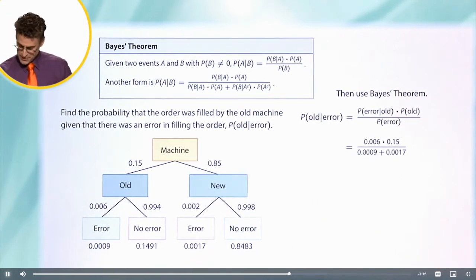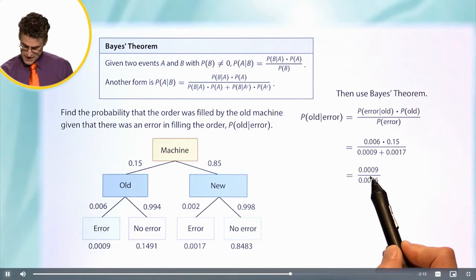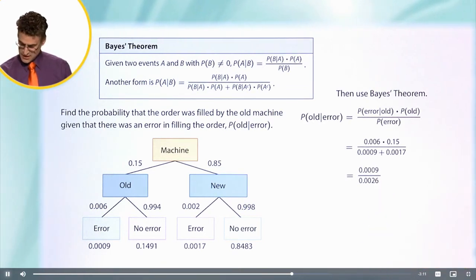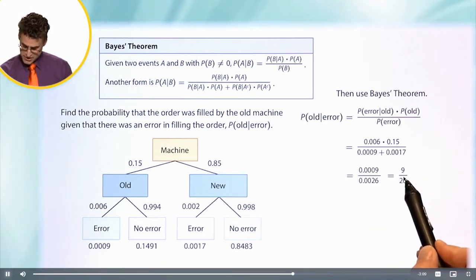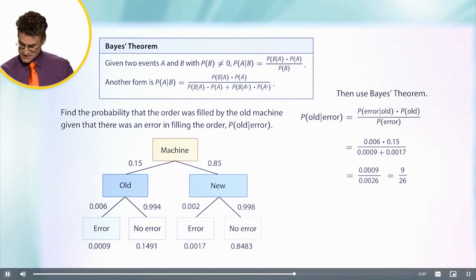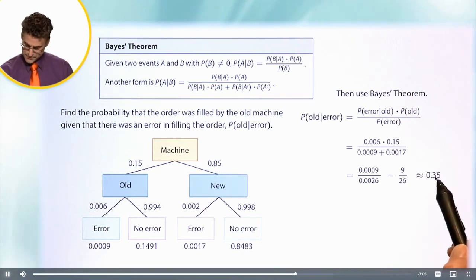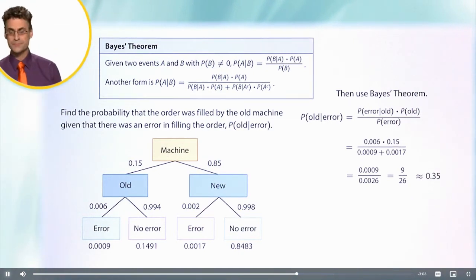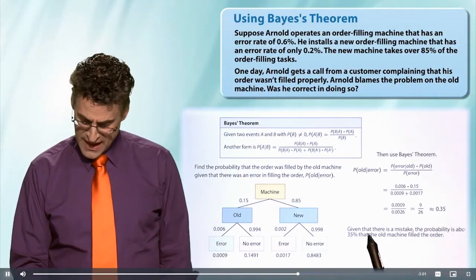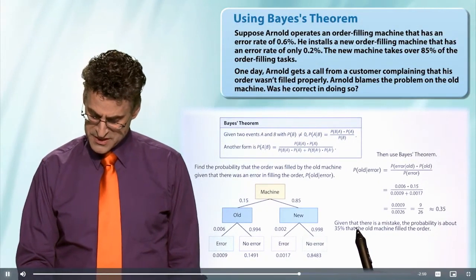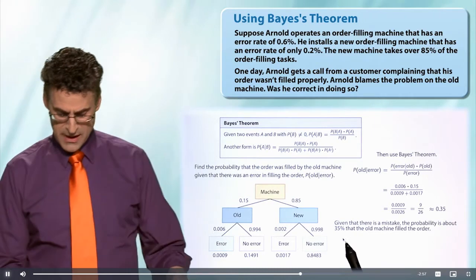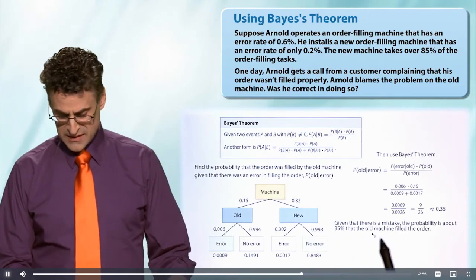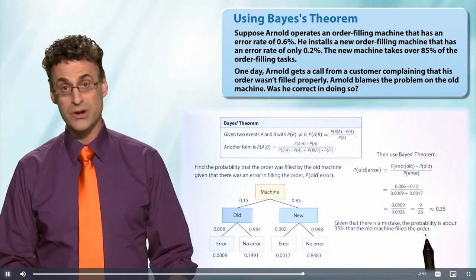And if I add all those up and simplify, I see this crazy thing, which actually simplifies to a very nice fraction of 9/26, which is approximately 0.35. So, given that there's a mistake, the probability is about 35% that the old machine filled the order.